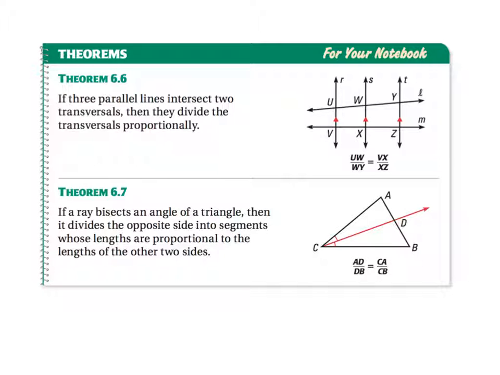Our next theorem is theorem 6.7. If a ray bisects an angle of a triangle, so you can see here we have a ray bisecting this angle into 2 congruent angles, then it divides the opposite side into segments whose lengths are proportional to the lengths of the other 2 sides. So that would mean that AD over DB would be the same as CA over CB. In the next examples, we'll put these 2 theorems to work.